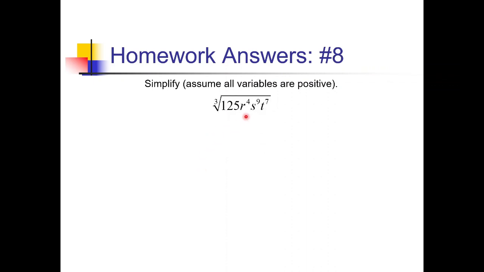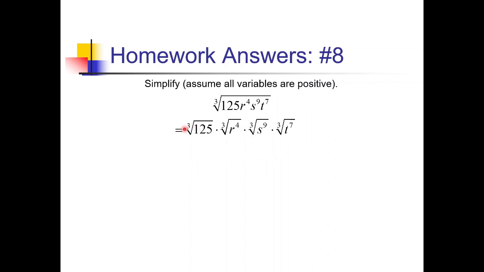To start simplifying this problem, eventually I'm going to need to make sure there's no perfect cube factors inside here. But let me first start by splitting all this up. So I'm going to give the 125, the r's, the s's, and the t's each their own personal cube root, like so. Alright, now let me go piece by piece, and if it's a perfect cube, I will just take the cube root. Otherwise, I will split it up into a perfect cube times something else.